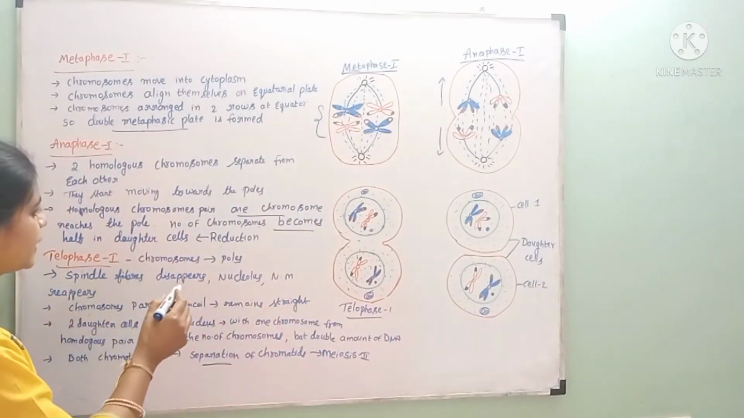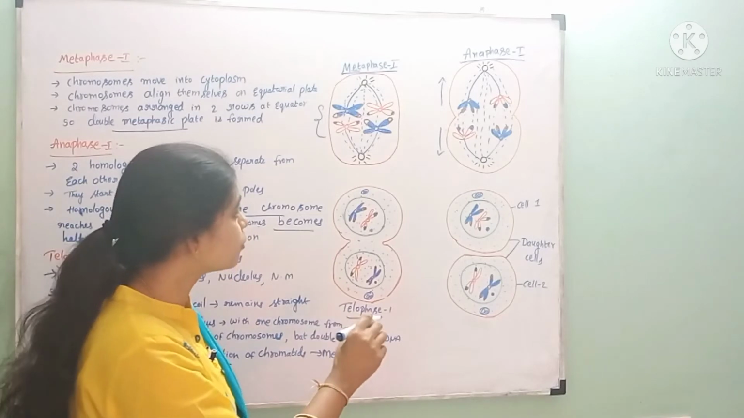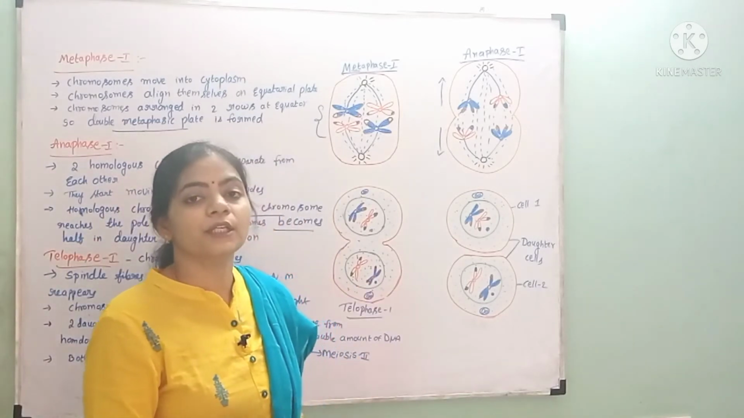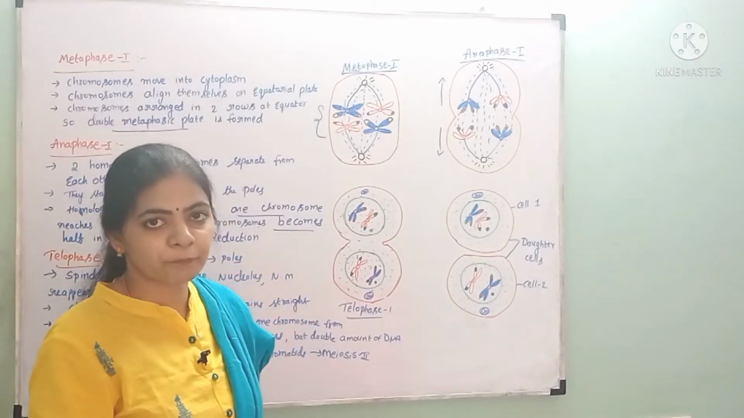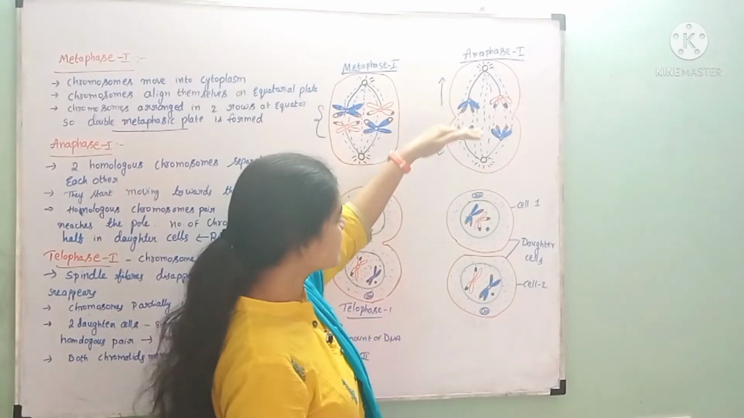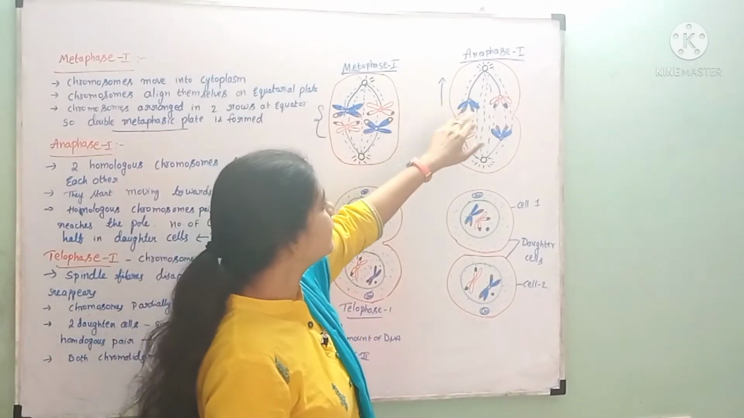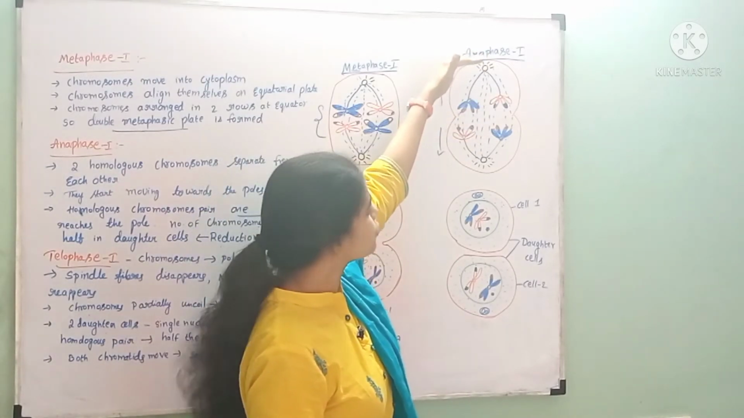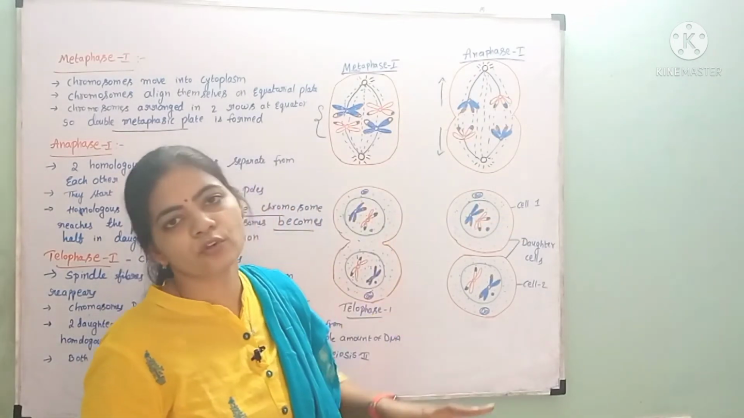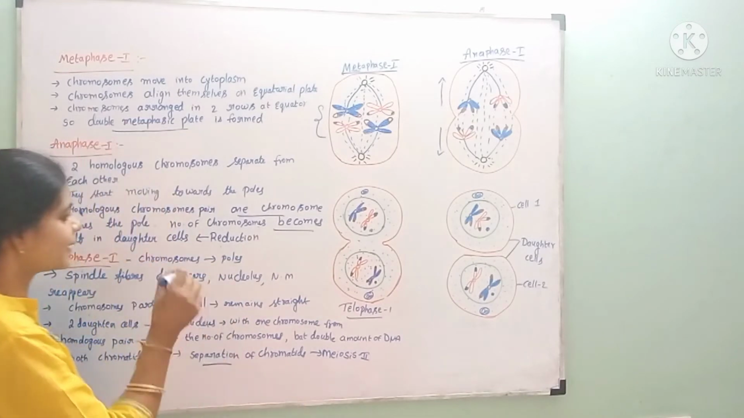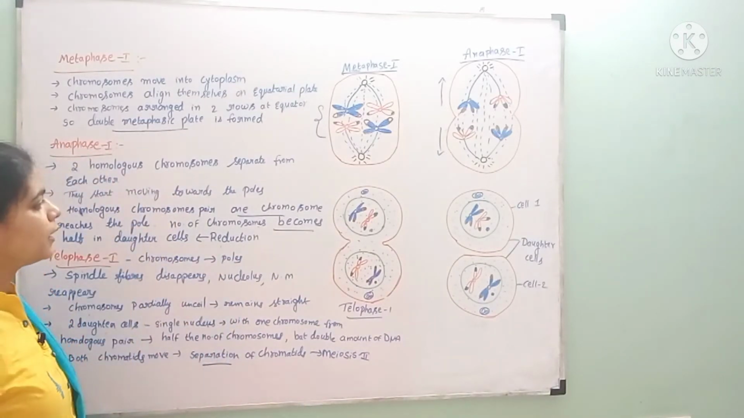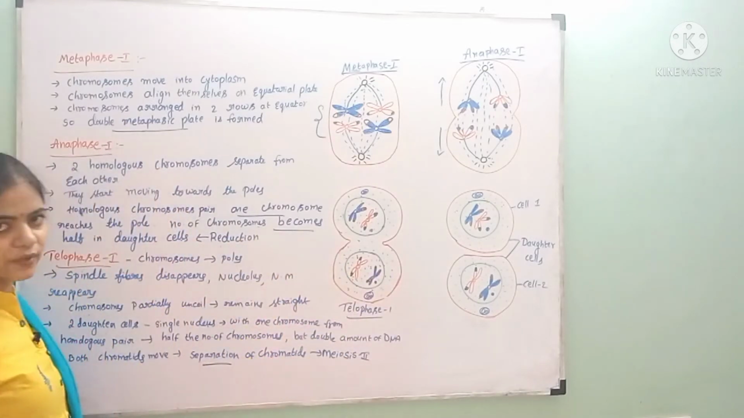That means the number of chromosomes becomes half. Initially, meiosis started with 4 chromosomes, but now this is one cell and this is another cell, and only 2 chromosomes are moving to one end and 2 chromosomes to the other end. That means the number of chromosomes is reduced. The reduction in the number of chromosomes starts in Anaphase 1. Next, the cell enters into Telophase 1.